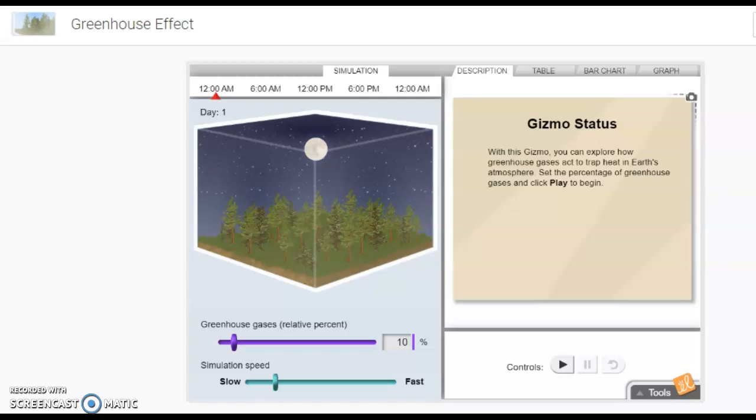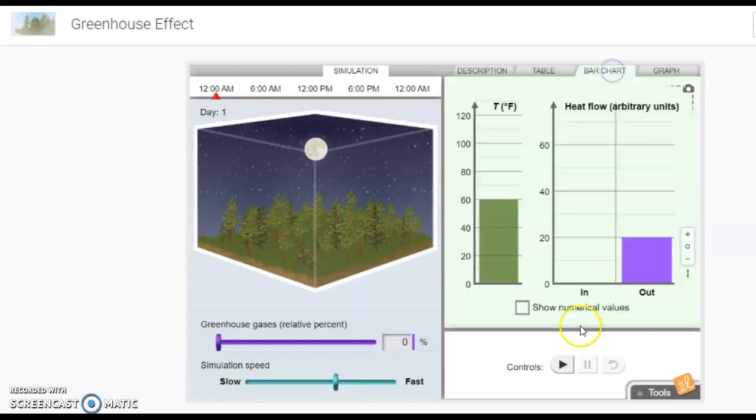So the first thing we want to do in this Gizmo is set the greenhouse gases to 0, and look at what happens over time to the temperature. Now I want to speed this simulation up a little bit so that the days go by faster and I can see an overall trend. We're going to be looking over here at this temperature, and that's the day-by-day temperature of the Earth.